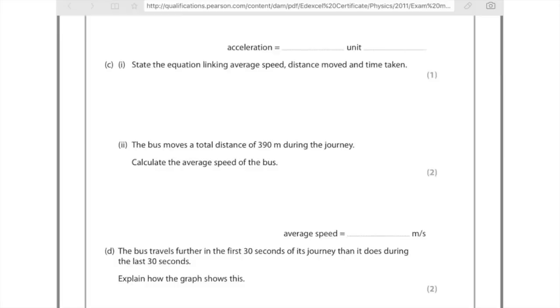State the equation linking average speed, distance moved and time taken. Average speed equals distance moved divided by time taken. The bus moves a total distance of 390 meters during the journey. Calculate the average speed of the bus.